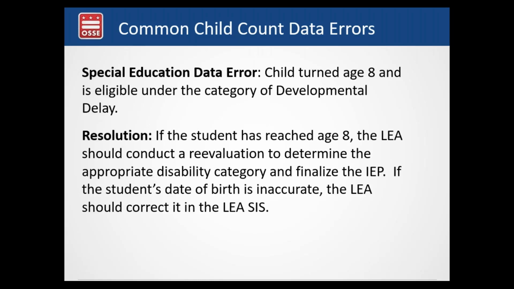Next, a student that has turned age 8 and is eligible under the category of developmental delay. If the student has reached age 8, the LEA should conduct a reevaluation to determine the appropriate disability category and finalize a new IEP. If the student's date of birth is inaccurate and they are not at the age of 8, the LEA needs to correct the student's demographic information in their SIS. Again, that's your Student Information System.